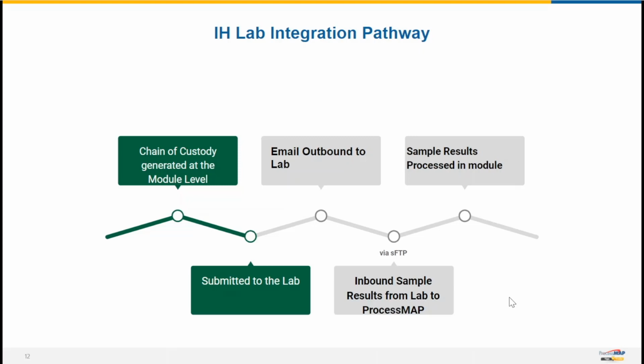As a result, the laboratory receives the sample, processes it, and then they'll be able to provide ProcessMap with the inbound sample file with the results of the sample, as well as any additional notes, comments, or attachments to it. So this happens purely with a secured pathway, what we call FTP. And then whenever the sample results have been processed, you can again see it in the central repository screen, as I'm going to show you in the next slide.